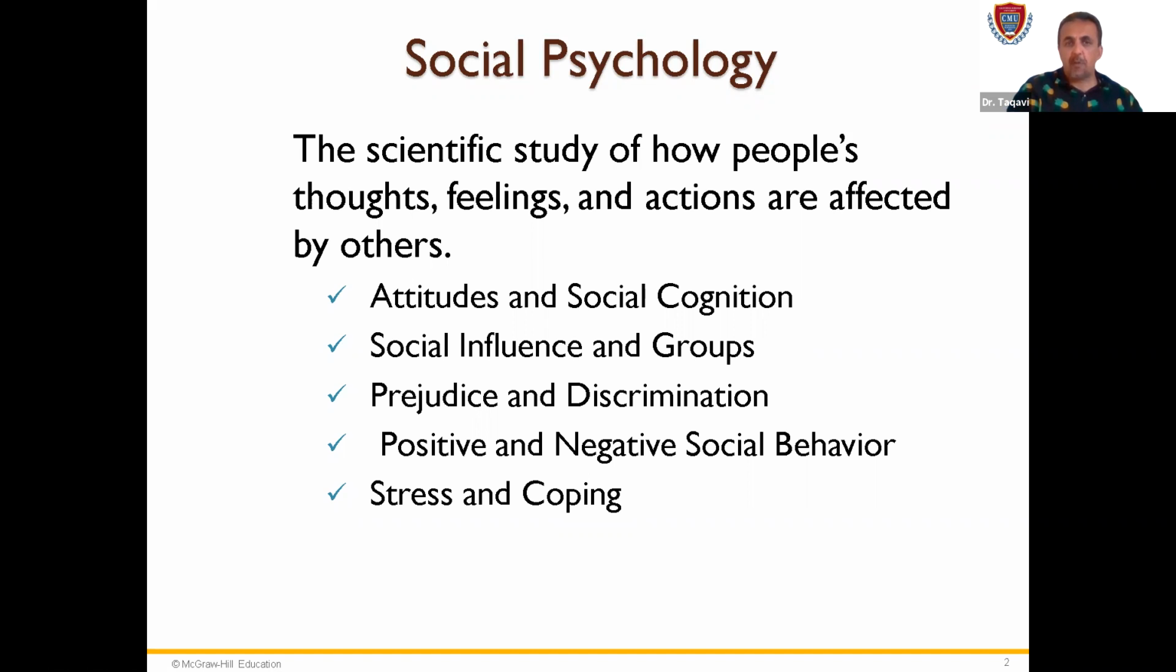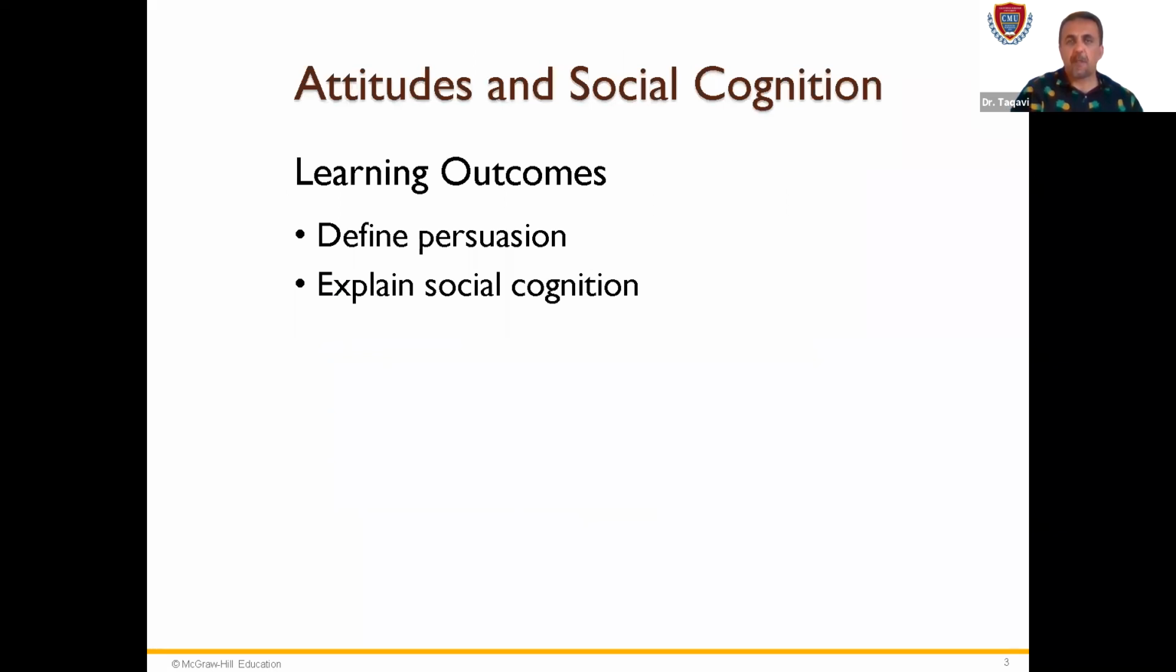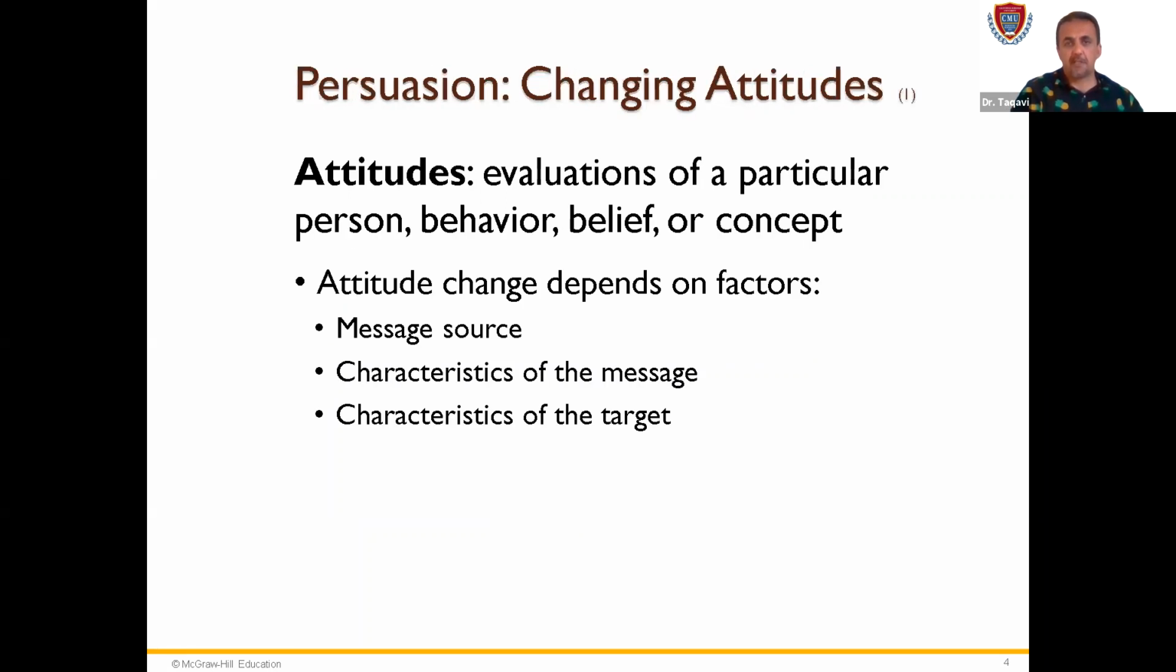In this chapter, we have 5 major modules. 1, attitudes and social cognition. 2, social influence and groups. 3, prejudice and discrimination. 4, positive and negative social behavior. And 5, stress and coping. In the first module, we will talk about attitudes and social cognition. Our learning outcomes are to define persuasion and explain social cognition.